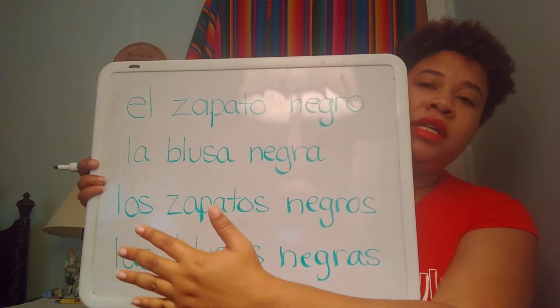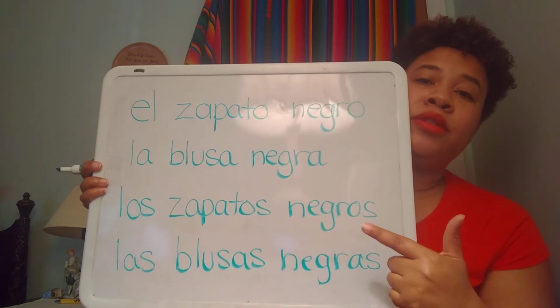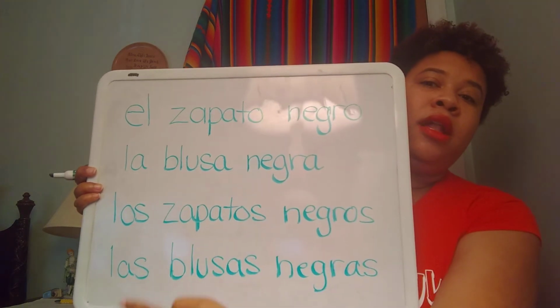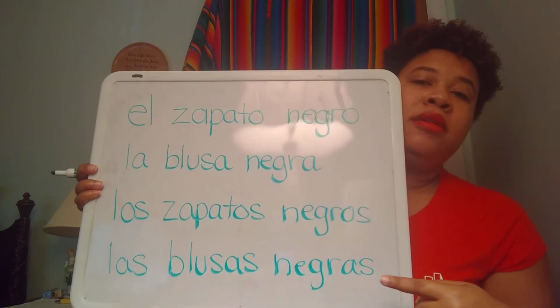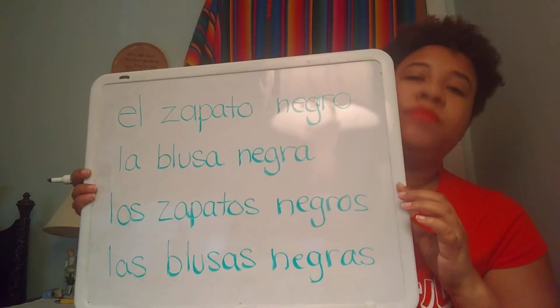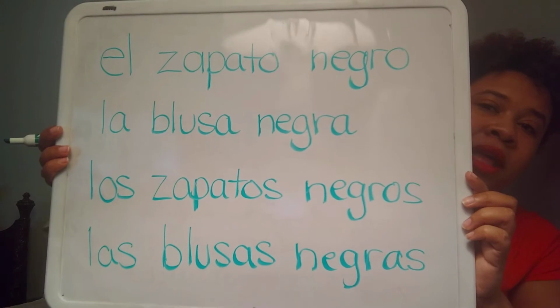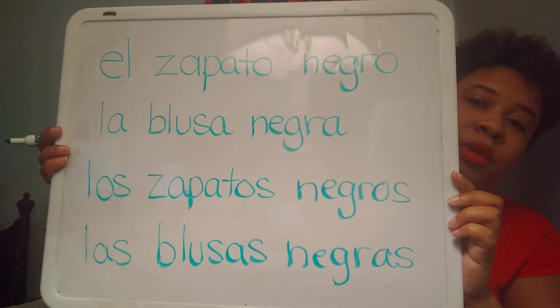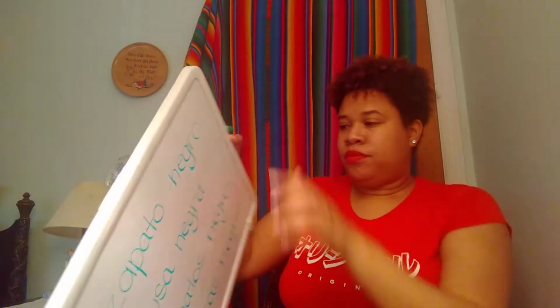Then we have the plurals down here. Los zapatos negros. The black shoes or the shoes black. Las blusas negras. The black blouses. And so you see that we have 4 different versions of black because of gender and plurality. So those are important things to remember, because when you're sentence making in Spanish, you're going to need to make sure that your gender agrees.